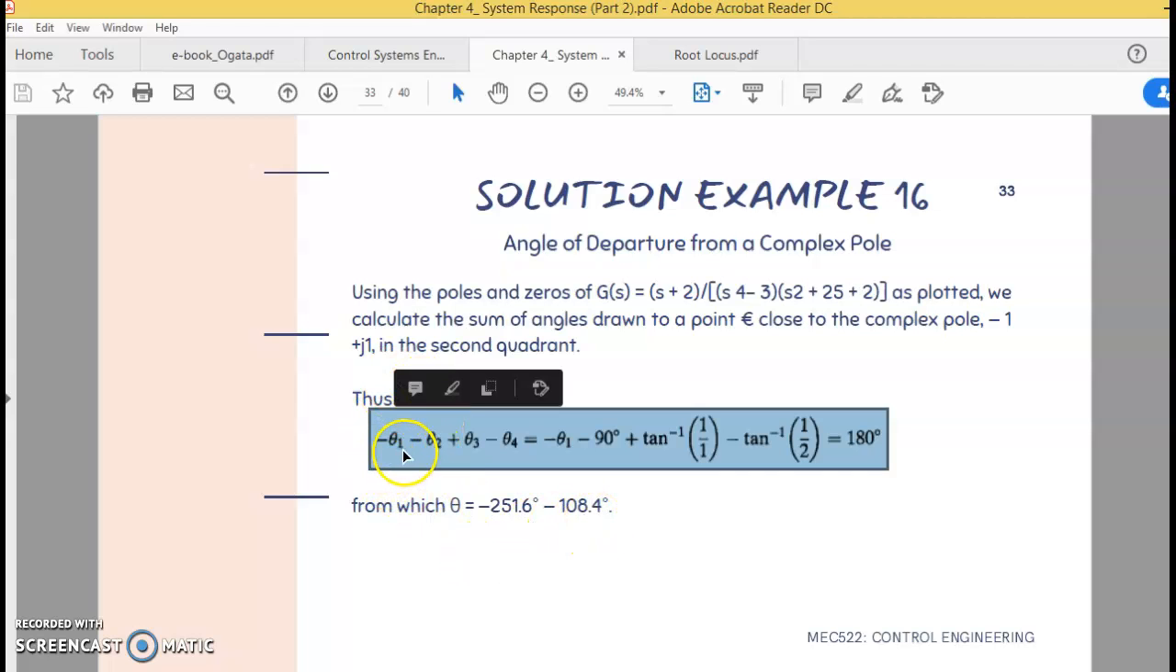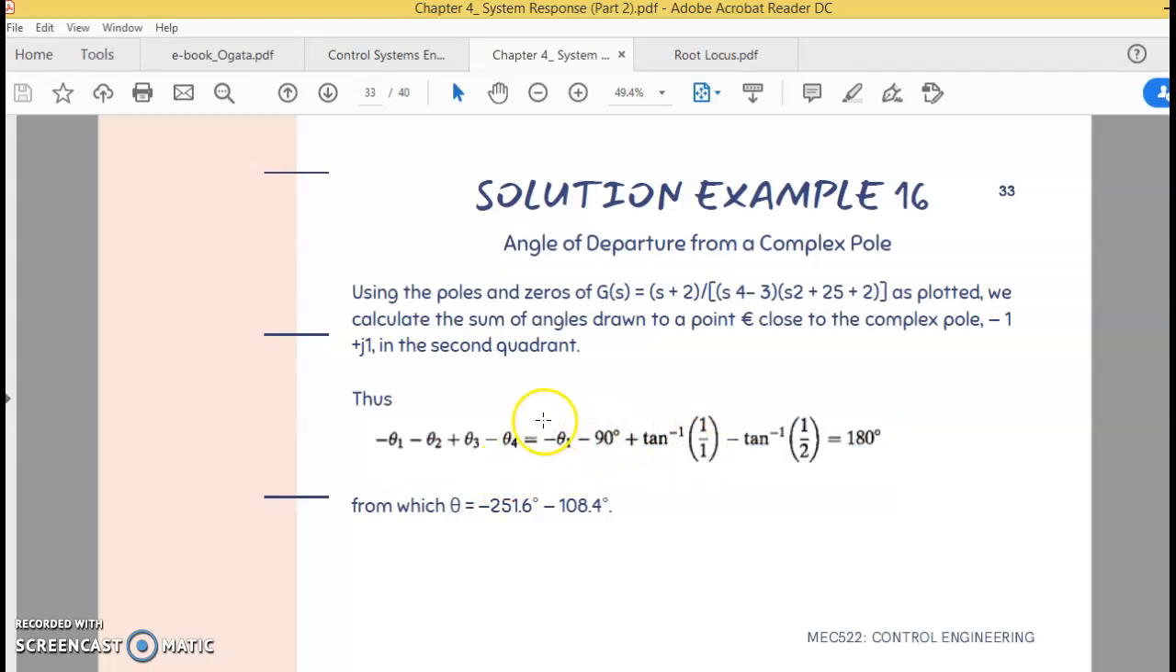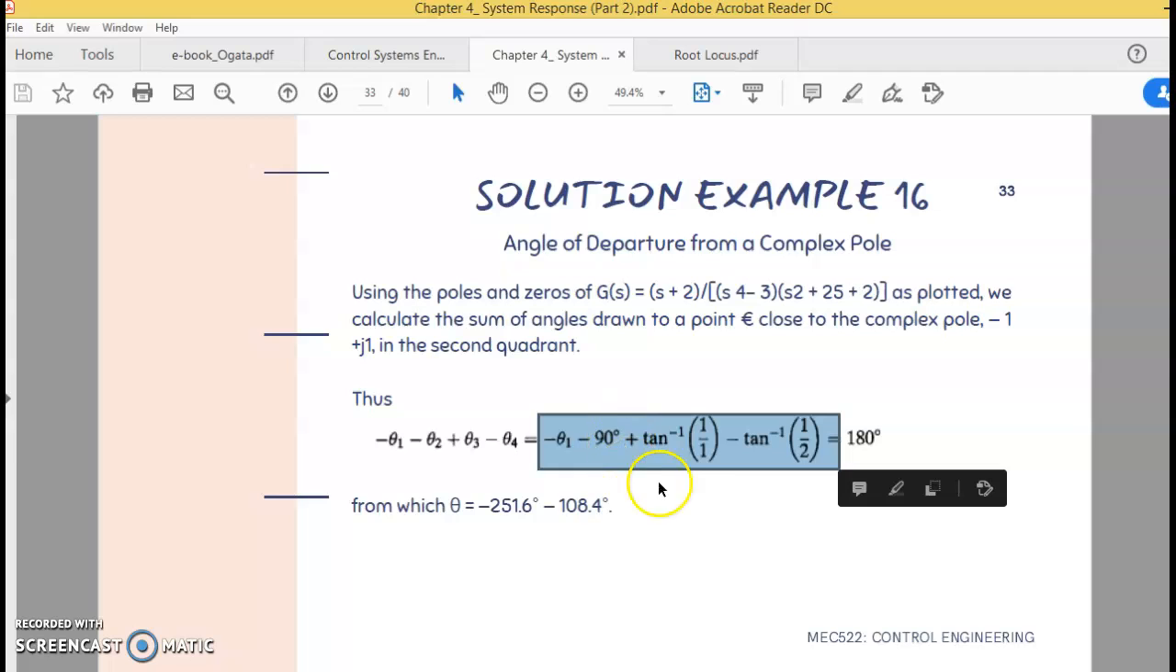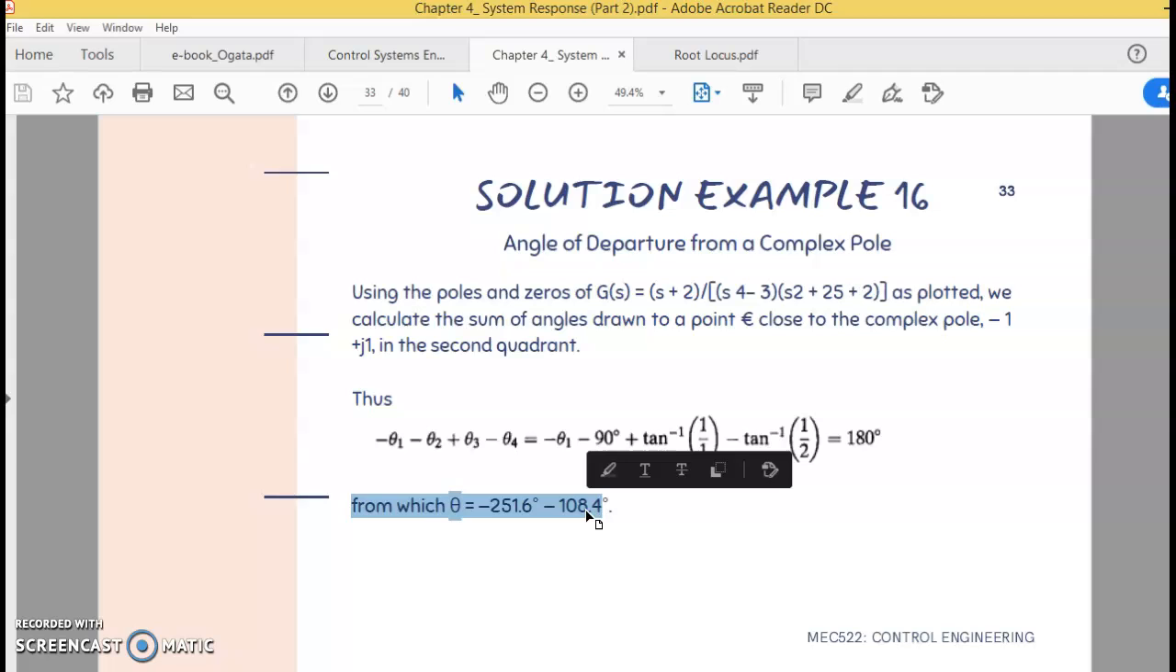So maksudnya minus theta 1 minus theta 2 plus theta 3 minus theta 4. Kalau Nise dia nampak beza, kalau Ogata dia nampak beza sikit lah untuk zero. Kalau minus tu adalah untuk pole, this one pole, and this one pole. Kalau positive ni adalah untuk zero. So the value dia boleh guna trigonometry, and then this one equal dengan 180. And then you calculate this one, you akan dapatlah jawapan something like this. That's all for the angle of departure.